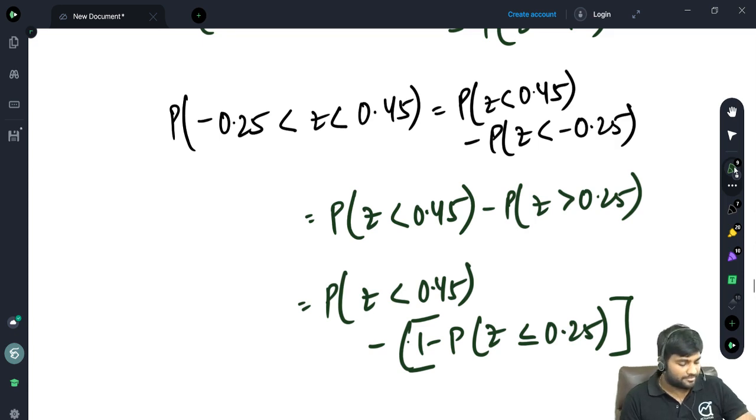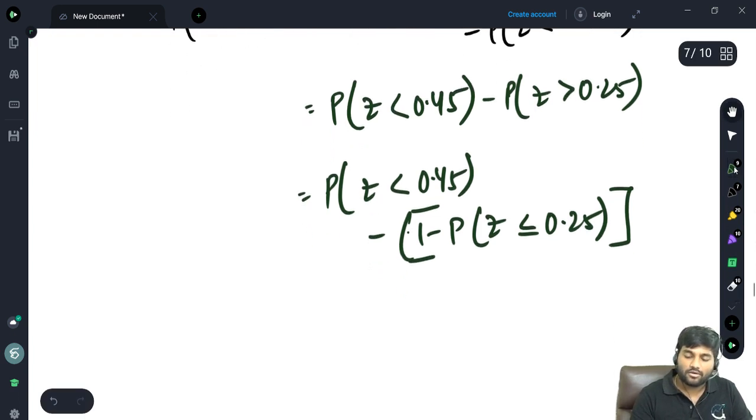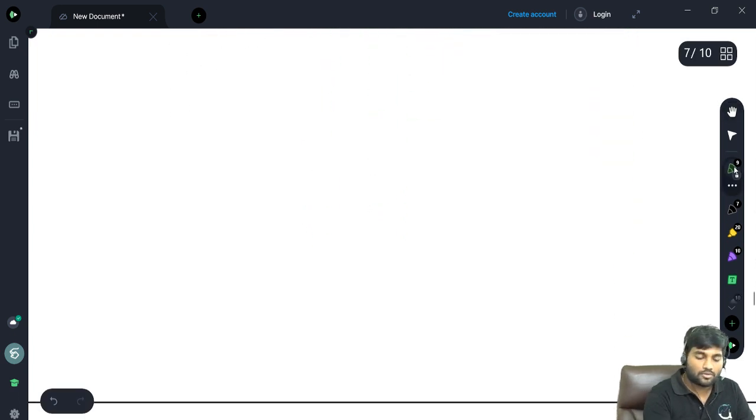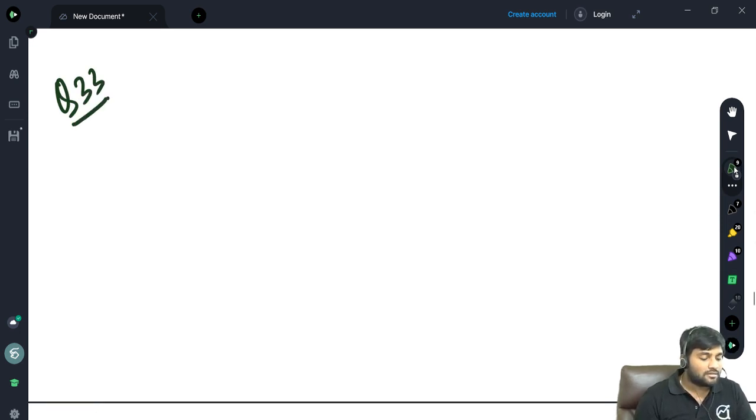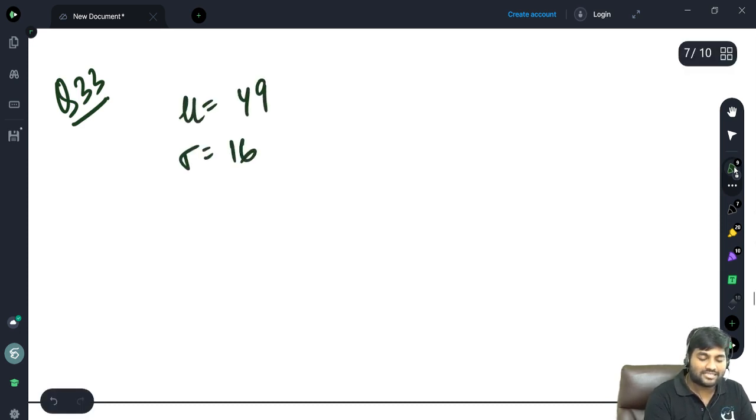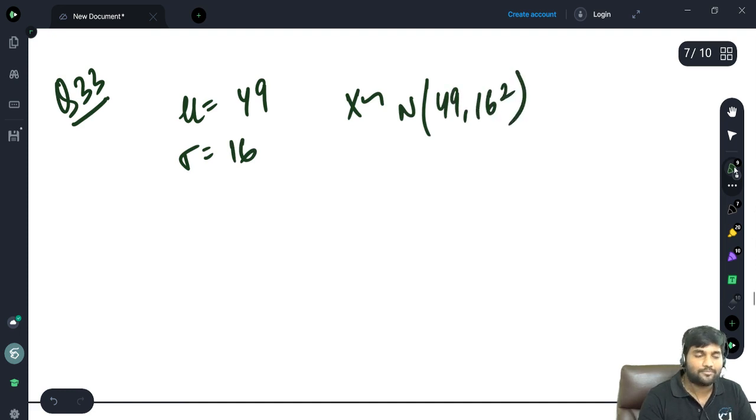So this is question number 30. Next, which question? 33. Okay. The average time a subscriber spends reading The Hindu is 49 minutes. Assume that the standard deviation is 16 minutes. So, mu is 49, sigma is 16. X follows normal 49 comma 16 square.